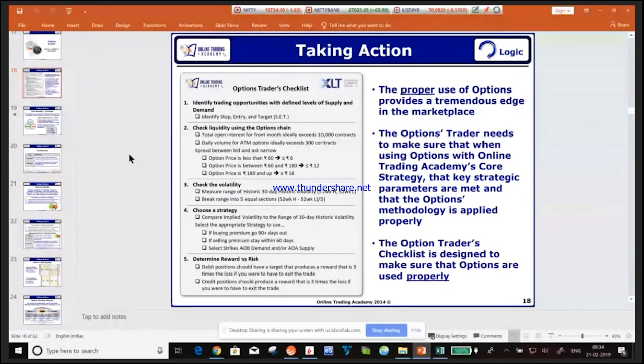All right. Let's begin with taking action. The proper use of options provides a tremendous edge in the marketplace. The option trader needs to make sure that when using options with Online Trading Academy's core strategy, key strategic parameters are met and that the options methodology is applied properly. This checklist is designed to make sure that the options are used properly. So it is like a step-by-step process that you have to keep following.